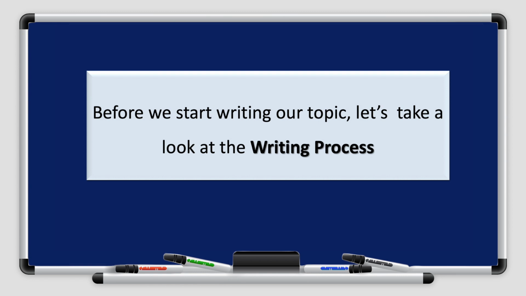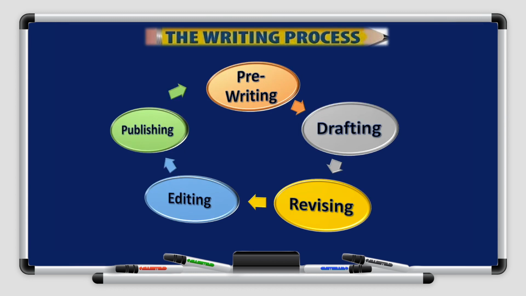Now, before we start writing our topic, let's take a look at the writing process, which is a very important process when it comes to writing any piece. Now, the writing process is composed of 5 main stages. Stage number 1 is the pre-writing. Stage number 2 is drafting. Number 3, revising. Number 4, editing. And number 5, publishing. We will go through each and every stage individually now.